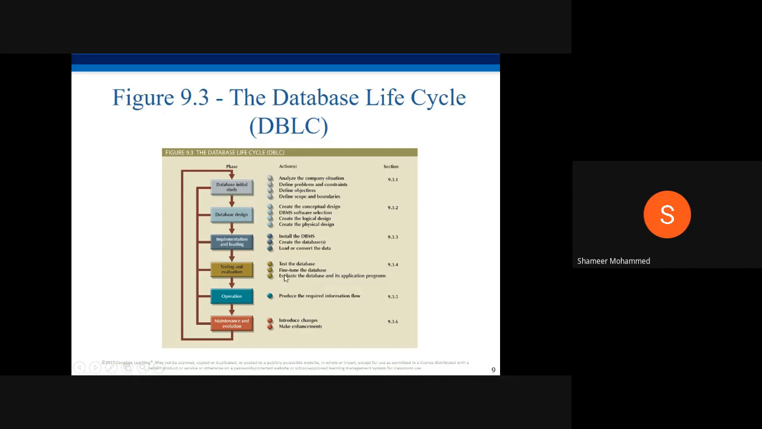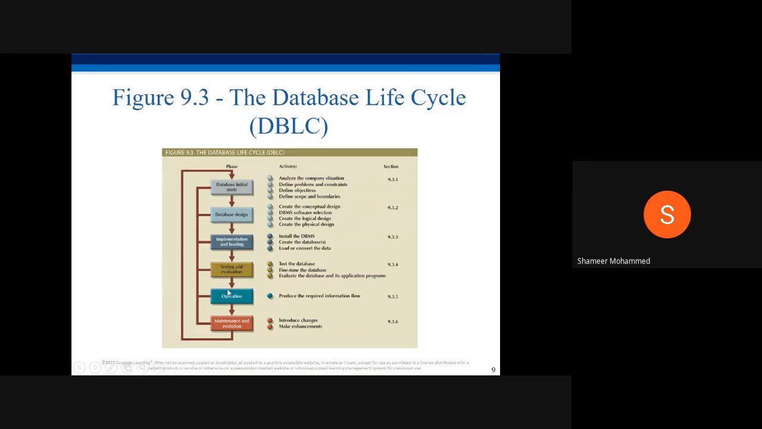Fine tune your database. Do some adjustments so that the data is retrieved faster, like indexing. When you do the indexing on the student ID or any primary keys, data will be retrieved faster. So fine tune the database. Then check the database application programs. All these are the steps performed under this phase.